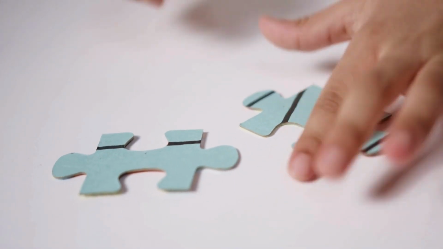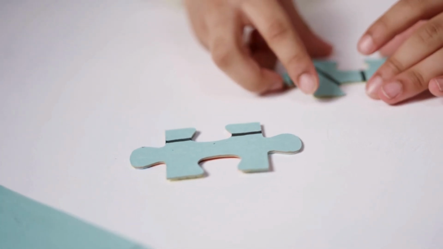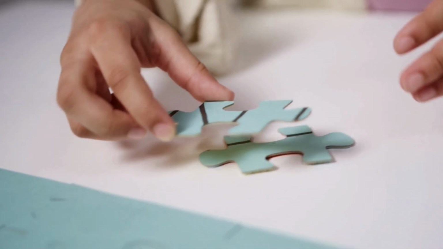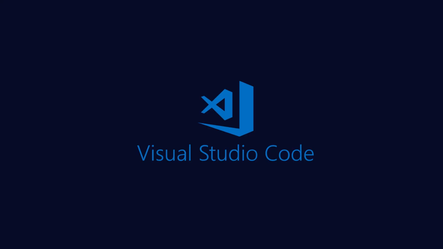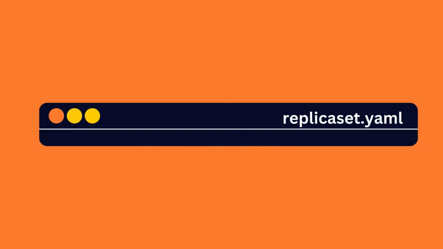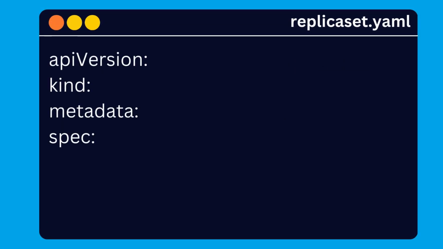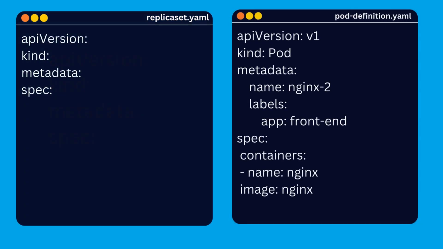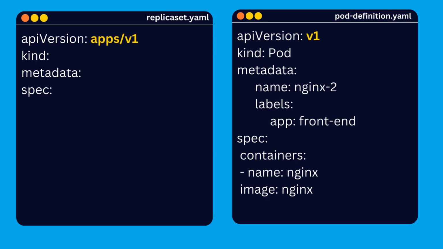Now let's create a replica set step by step. We will write a YAML file that defines our replica set. First, open your code editor and start a new YAML file named replicaset.yaml. As usual, first we have apiVersion, kind, metadata and spec. For simplicity of understanding, let's open the pod definition file on the other side. Okay, so the API version is a bit different here. It is apps/v1, whereas in pods it was just v1. So we have to take care of this thing. We can get the exact API version from the official Kubernetes site.